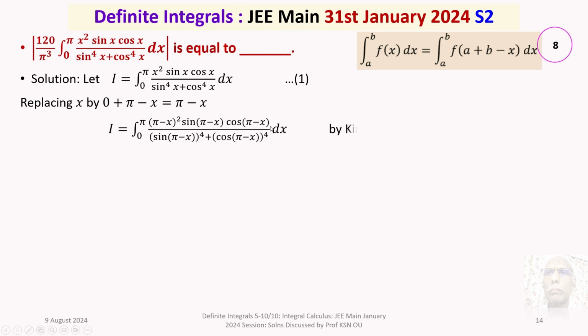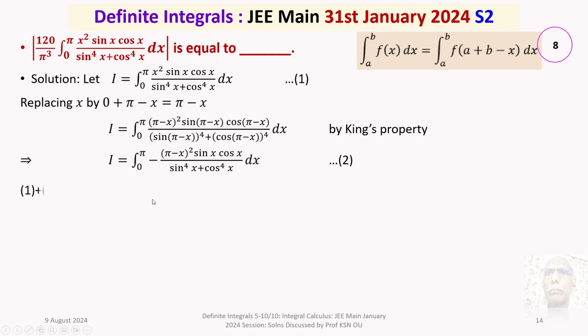write pi minus x. So pi minus x we have written. Now sin of pi minus x is sin x, cos of pi minus x is minus cos x. So that will be equal to integral 0 to pi of minus pi minus x whole square into sin x into cos x. This minus is because of cos of pi minus x. So you got the second equation.